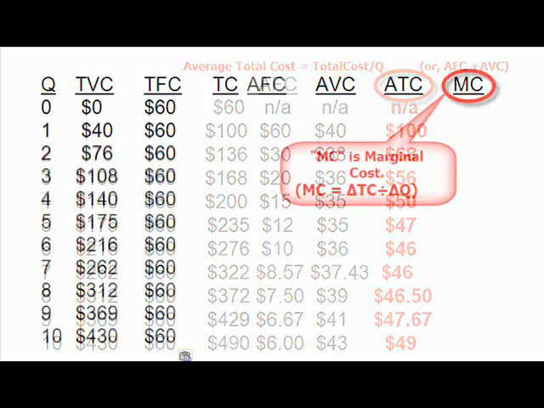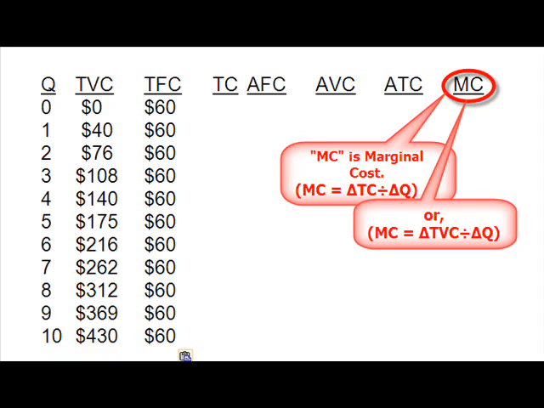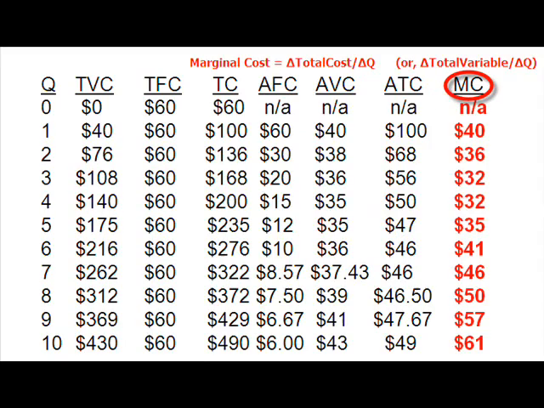Finally, MC stands for marginal cost, or the additional cost of producing an additional unit of output. MC can be found by taking the change in my total cost over the change in quantity. Or, since variable cost is really the only component that changes, marginal cost is the change in total variable cost over the change in the quantity.